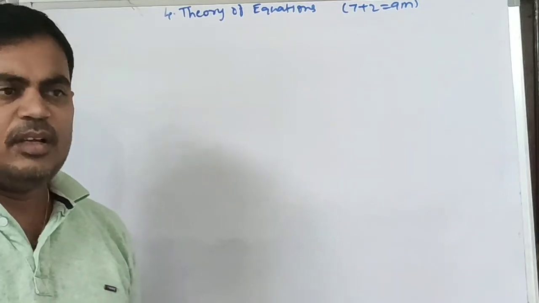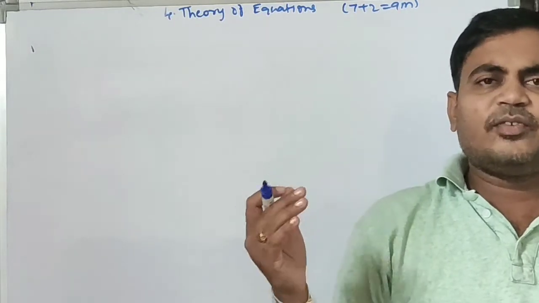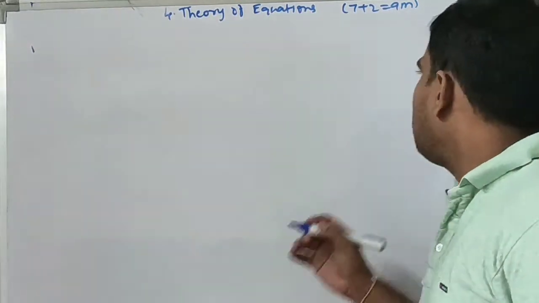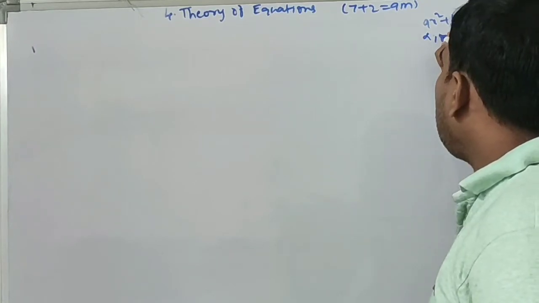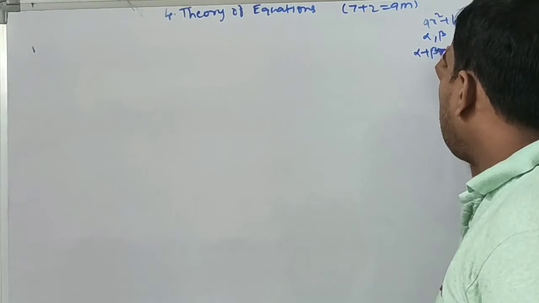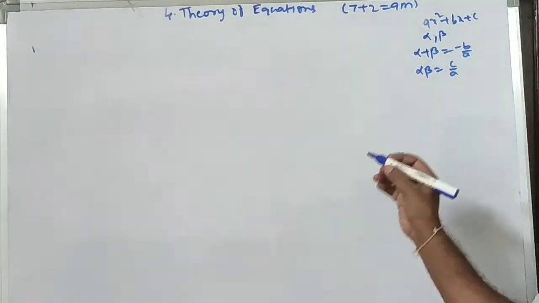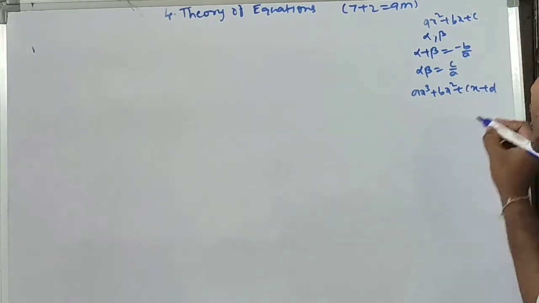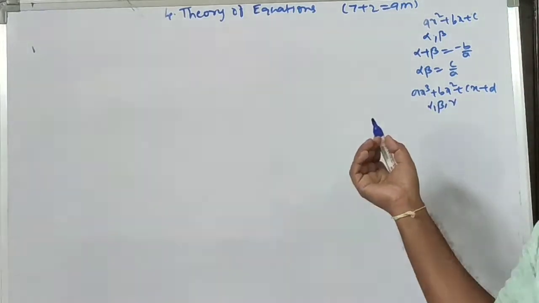Zeros of the polynomial. Already in 10th class, if it is a quadratic polynomial ax square plus bx plus c and the zeros are alpha and beta, then what are the conditions? Alpha plus beta equal to minus b by a, and alpha beta equal to c by a. If it is a cubic polynomial, ax cube plus bx square plus cx plus d, and alpha, beta, gamma are the zeros, here we call them roots.